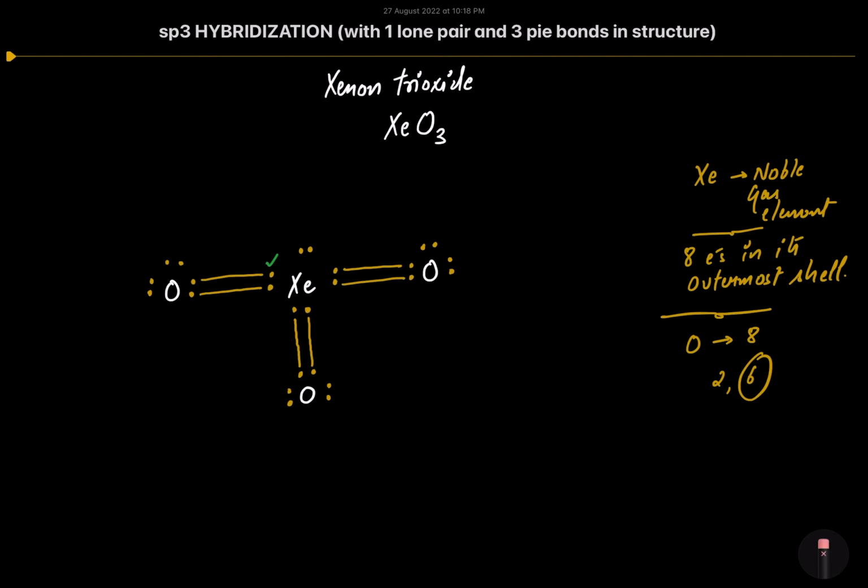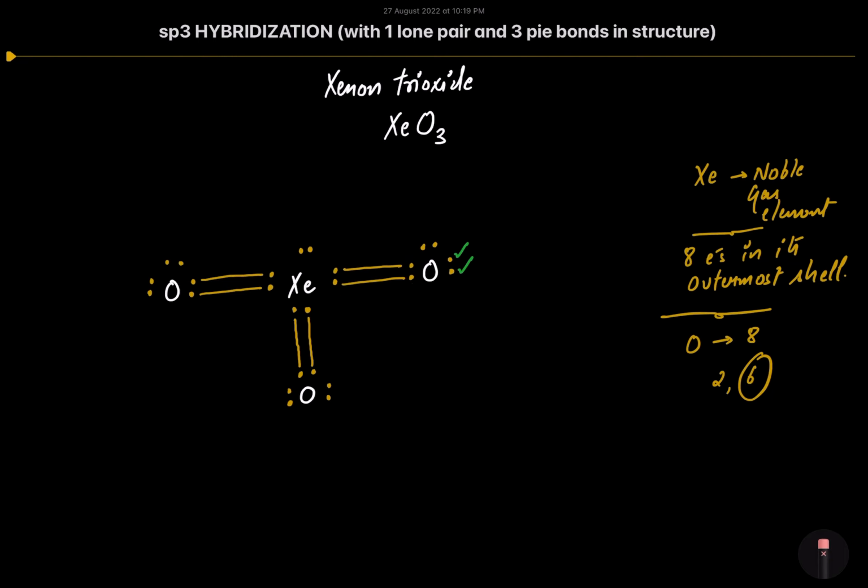Now let's count the number of electrons around the second oxygen atom after the formation of 2 bonds. That's the first electron, second, third, fourth, fifth, sixth, seventh, and the eighth. So the second oxygen has also attained an octet, that is 8 electrons, after the formation of 2 bonds with the xenon atom. Now let's count the electrons around the third oxygen atom: first, second, third, fourth, fifth, sixth, seventh, and the eighth. So the third oxygen has also attained 8 electrons, that's an octet, in its outermost shell after the formation of 2 bonds with the xenon atom.